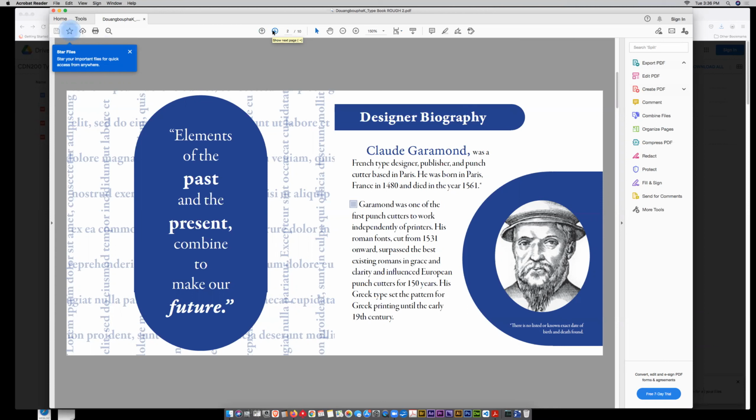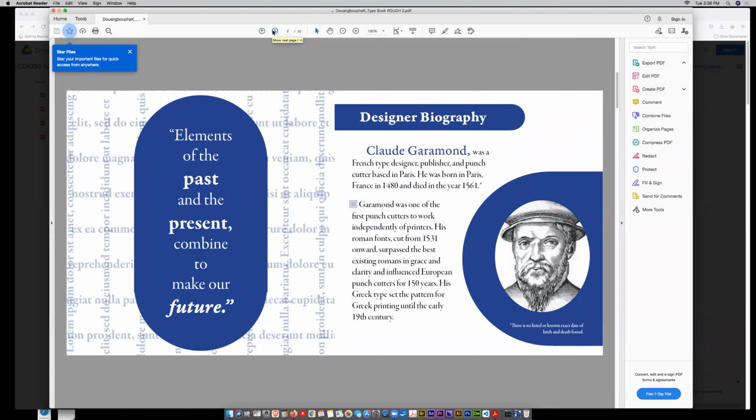Okay, so I'm giving this a quick read through here. Claude Garamond was a French type designer, publisher, and punch cutter based in Paris. He was born in Paris, France in 1940 or 1480 and died later in the year 1561. So let's see, there's no listed or exact date of birth and death. Oh, interesting. Okay.